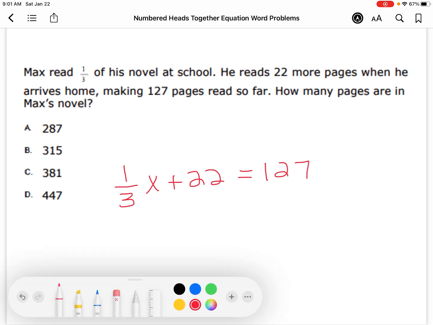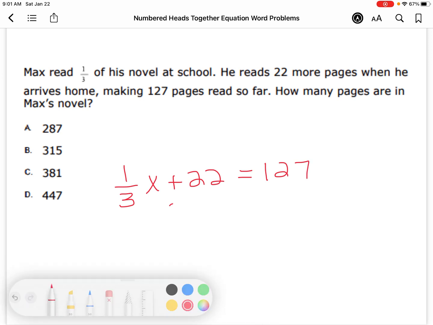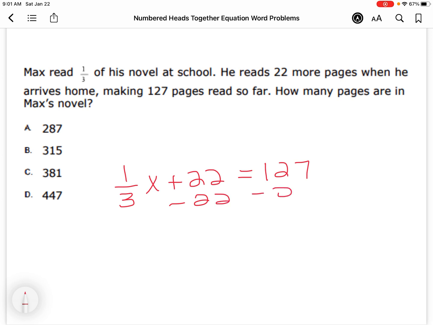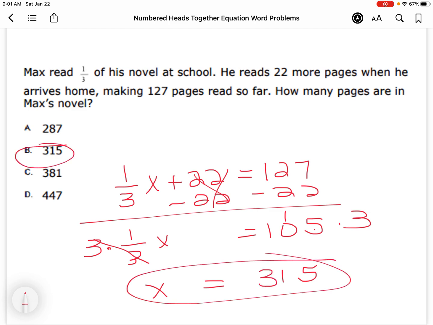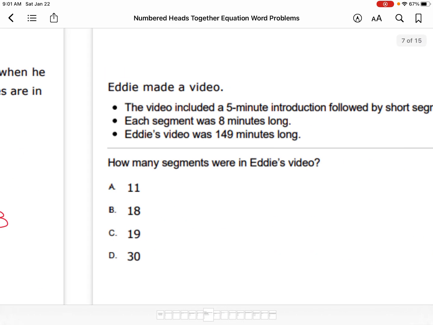So I'm going to subtract 22. So I have 1/3 x equals 105. Times 3 on each side. X equals 315. So there are 315 pages in his novel.